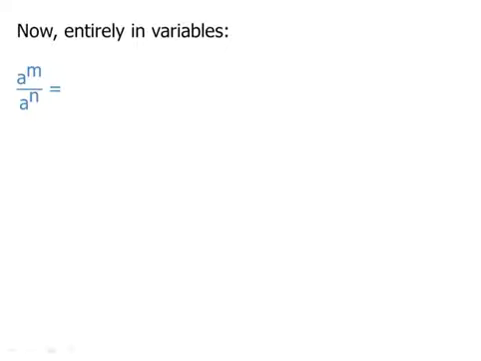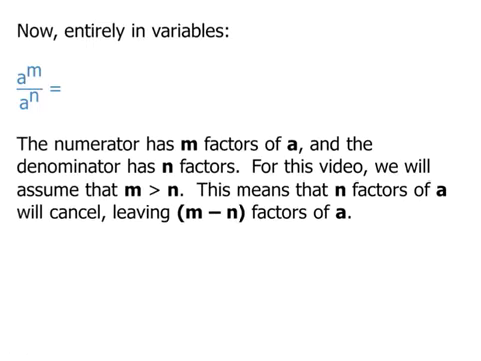Now we can do that entirely in variables. Think through it in variables. We have a to the m divided by a to the n. So this is a fraction. In the numerator, we have m factors of a. In the denominator, we have n factors. For this video, again, we're going to assume that m is greater than n.